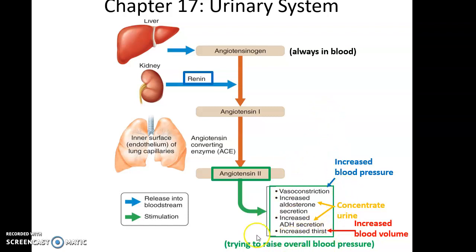it leads to an increase in blood pressure by vasoconstriction, by stimulating the release of hormones that will make urine more concentrated, so we're conserving water for the blood, and also increasing thirst. So increasing blood volume by making you thirsty, you drink more water, that will increase blood volume.